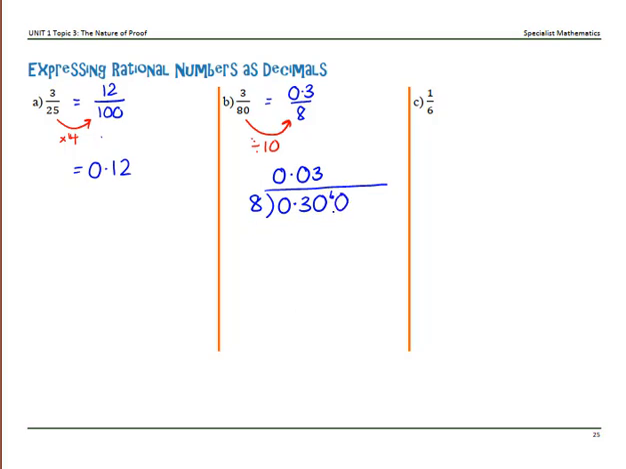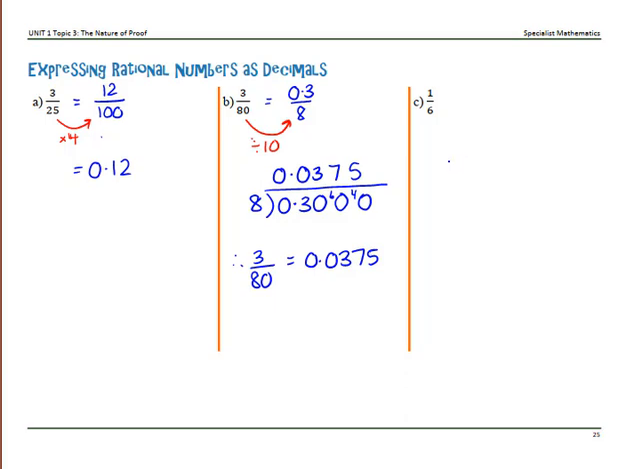So now you have 8 into 60 is 7, 7 8s are 56. So that means we're carrying 4. 8 into 40 is 5. So therefore, 3/80 equals 0.0375.